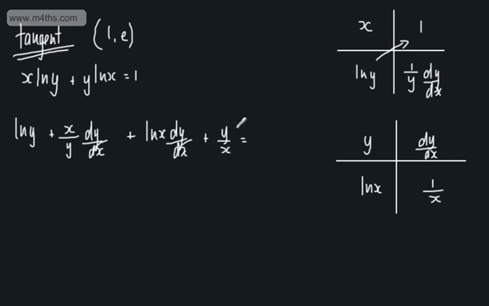And now all we need to do is differentiate the constant. Differentiating the constant is going to give us 0. If you like to think about that, what is the gradient now of the straight line 1? Well, it's 0. So there we go.